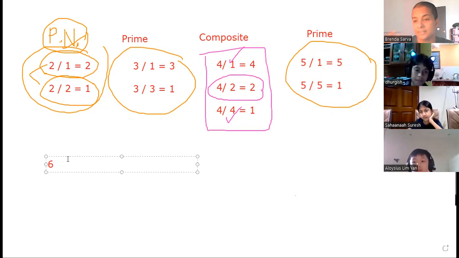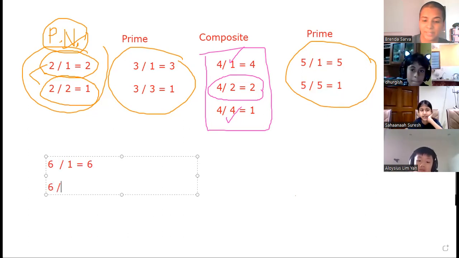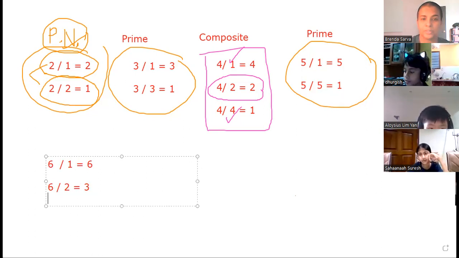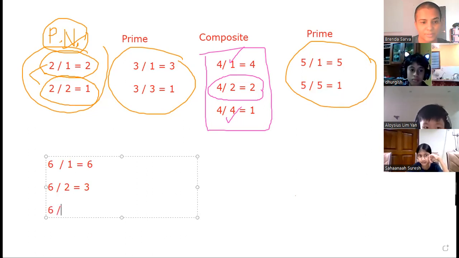Tell me, what are the numbers 6 can divide with? Start with 1. 6 divided by 1 is 6. Okay, some more. What's the next number? Can I divide by 2? Yes. And what's the answer? 3. Good. Let's ask Prishman next. 6 divided by 3. Very good, Prishman.